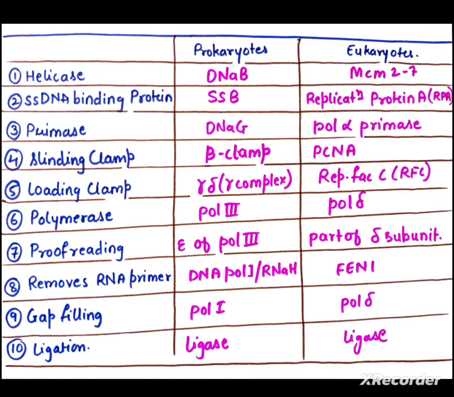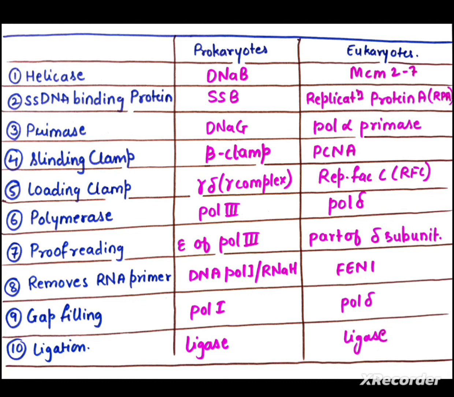Now, proofreading activity is done by the epsilon subunit of Pol 3, while in eukaryotes the delta subunit has proofreading activity, which is nothing else but the 3 to 5 exonuclease activity of this delta subunit. So proofreading in eukaryotes is by the delta subunit.